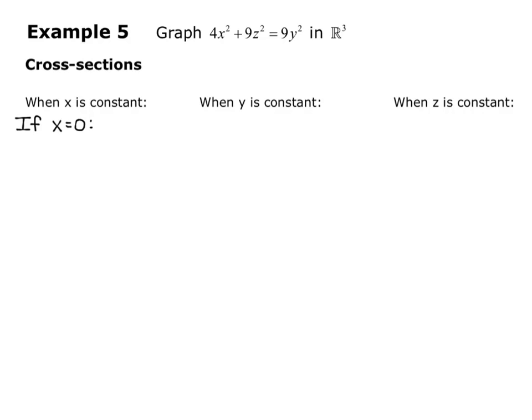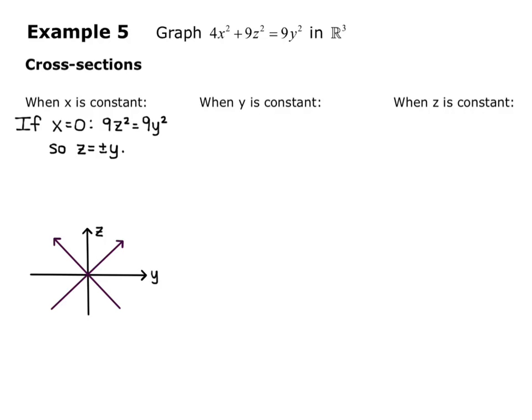So when x is a constant, if x equals 0, then we get 9z squared equals 9y squared. And we can figure out if that's the case, then z must equal plus or minus y. So we are going to get some lines through the origin parallel to the YZ plane. And so we have our YZ coordinate plane and these lines making 45 degrees with the y-axis and crossing at the origin. Now what happens if x is equal to plus or minus 1?